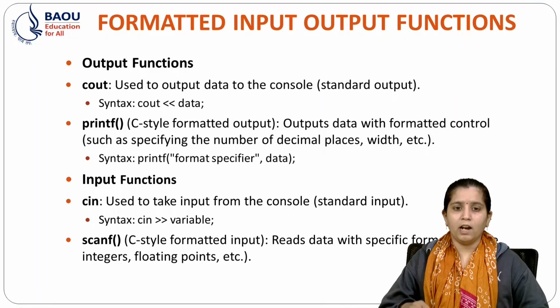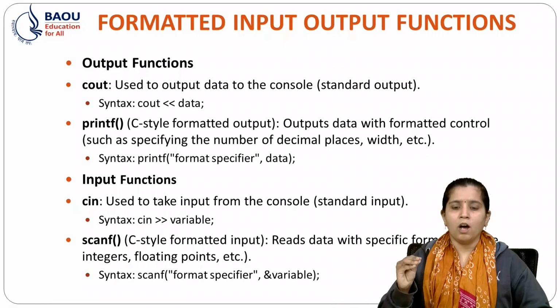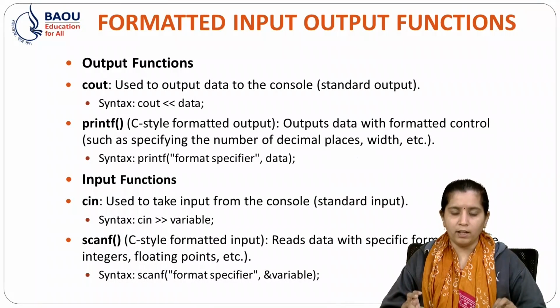Scanf. This is another C-style formatted input function that reads data with a specified format, like integers, floating point, etc. As you already know how the C language works, with scanf we have a format specifier, and in this we have the AND operator and a variable. So this is the difference between the cin input function and the scanf input function. In cin we just write the extraction operator and a variable, but in scanf we have to write the AND operator with the variable.